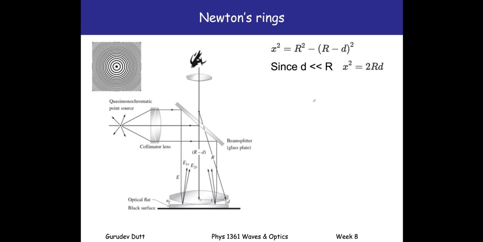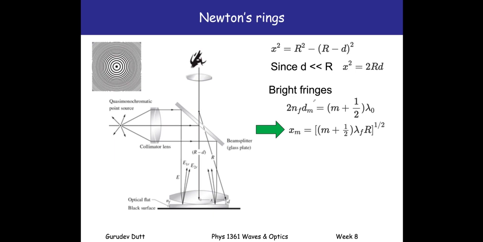Since d is usually much less than the radius of curvature, we can expand out (R minus d) squared and neglect the term proportional to d squared, and you get x squared equals 2Rd. Therefore the bright fringes, which would again be given by the Fizeau fringes, 2 times the optical path length thickness, is equal to (m plus half) lambda naught for a bright fringe. When I substitute in for d, d is proportional to x squared, so x will be proportional to the square root of R, where R is the radius of curvature of the lens, and of course lambda.